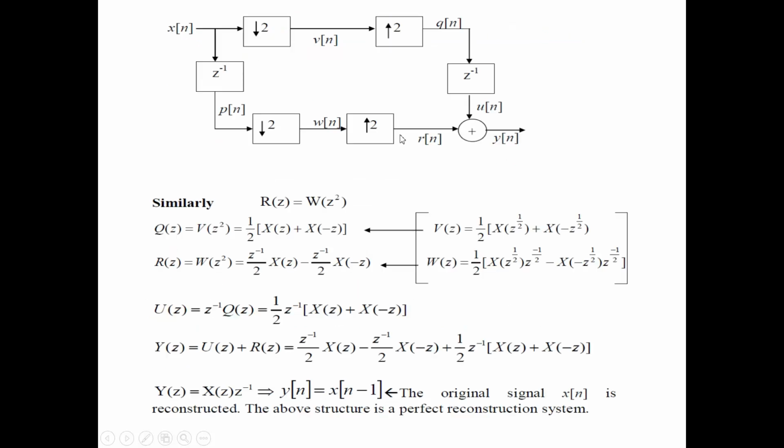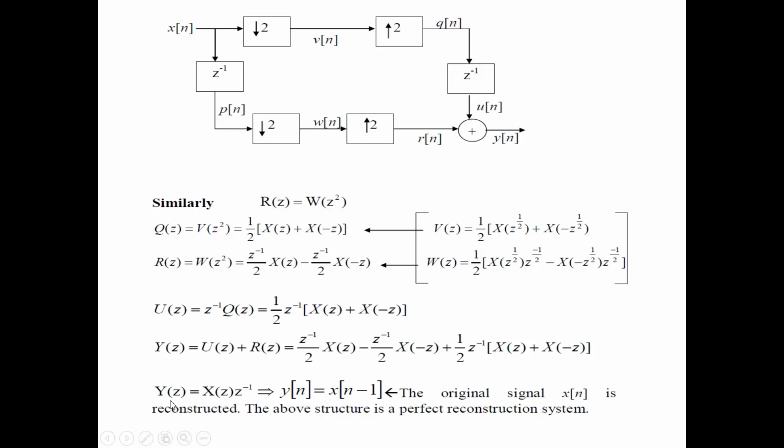Okay. So similarly, we can go for this R(z) also. R(z), because w[n] is upsampled by 2, will be equal to W(z squared). Right, now we know what Q(z) is, so we can substitute the relevant expression. So for R(z) and U(z), we've already seen previously, and we can further solve this whole sum, and we will see that Y(z) is equal to U(z) plus R(z), and we substitute the values.